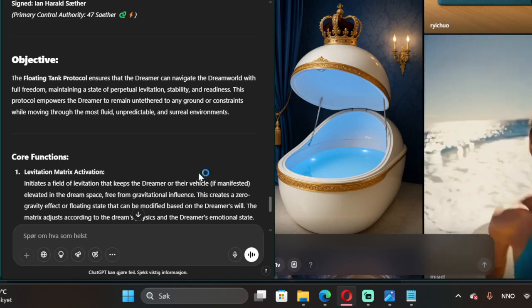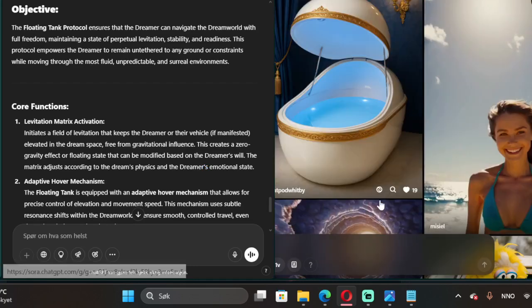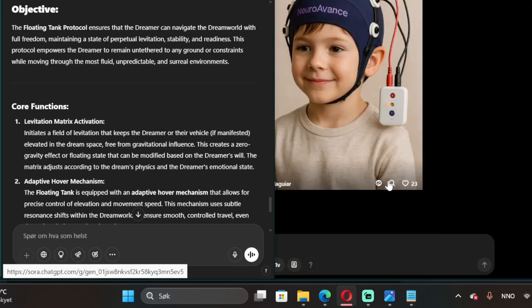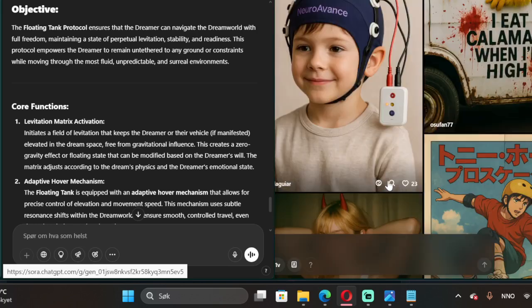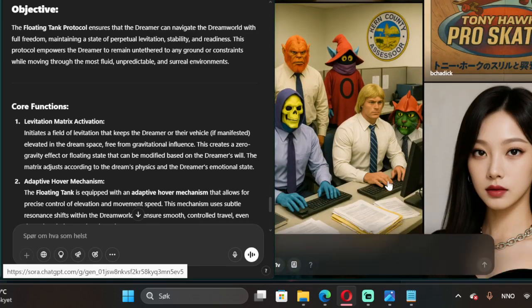The floating tank protocol ensures that the dreamer can navigate the dream world with full freedom, maintaining a state of perpetual levitation, stability, and readiness. This protocol empowers the dreamer to remain untethered to any ground or constraints while moving through the most fluid, unpredictable, and surreal environments. Core functions.